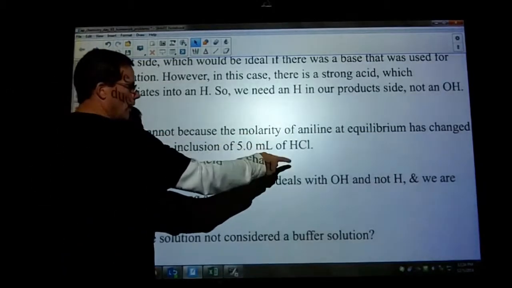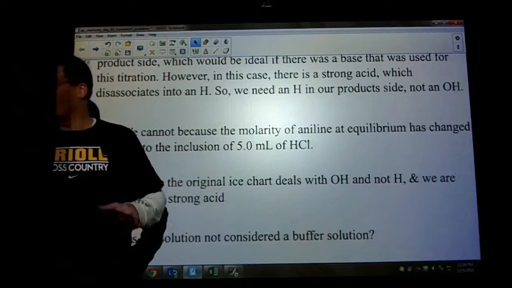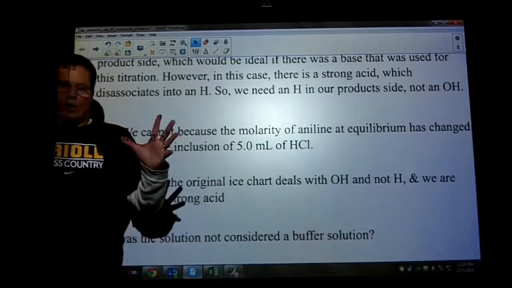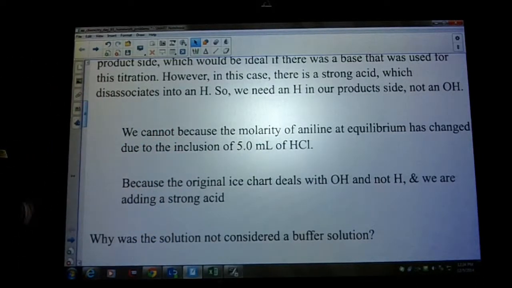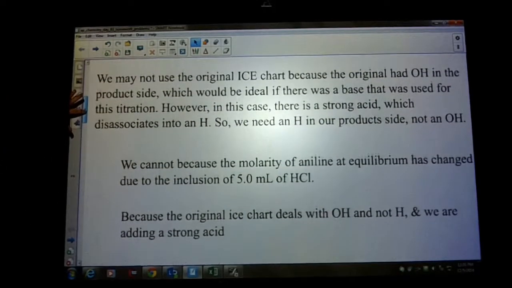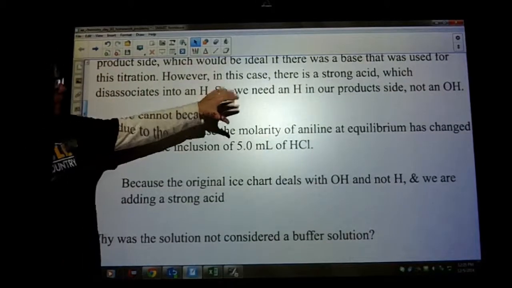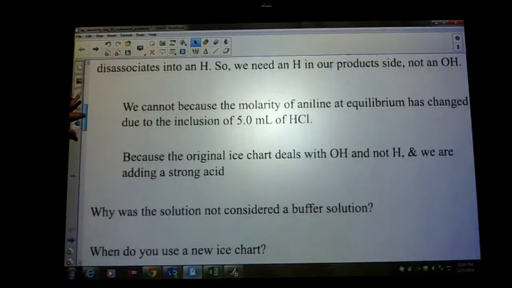This is true. Once that liquid was added, the molarity of everything in the solution, in the beaker, will change. And that's one big difference between titrations and buffers: when we add a solid, we say the volume isn't going to change because it's going to dissociate pretty well. But when you add a liquid to a liquid, it's hard to ignore that the volumes are going to change. Another one: because the original ICE chart deals with the hydroxide and not hydrogen, and we are adding a strong acid. Awesome. Those were great explanations. I gave you credit if you mentioned something about hydrogen being added instead of having a hydroxide.